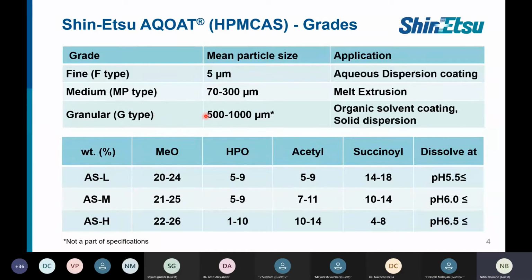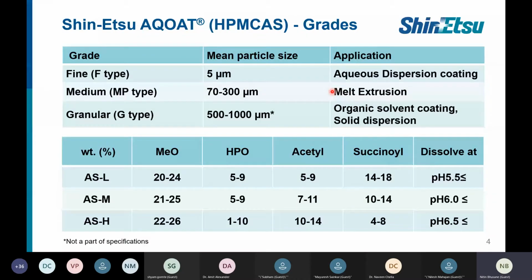So these 3 particle sizes target different applications. Besides solid dispersion, HPMCAS can also be used for aqueous coating. If you are performing aqueous coating, we generally recommend the fine grade. If you are performing organic coating or solvent-based solid dispersion, then we recommend a granular grade. But if you're performing HME, then generally our recommendation is the medium particle size. The medium particle size was introduced by Shin-Etsu mainly focusing on HME application. These are the 3 types of grades based on particle size.